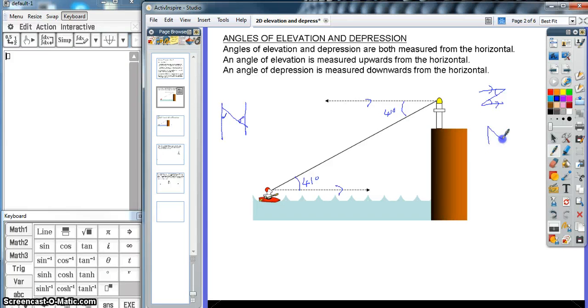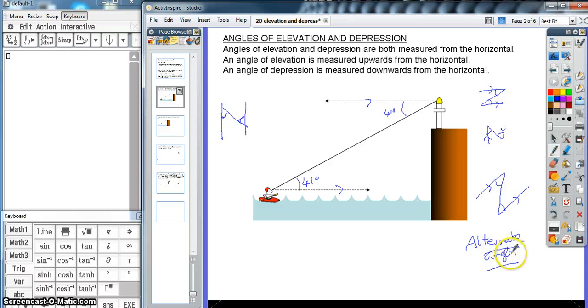And it doesn't matter if that occurs like that or some other funny angle. As long as those two lines are parallel, those two angles are going to be the same. The proper name for them is alternate angles.